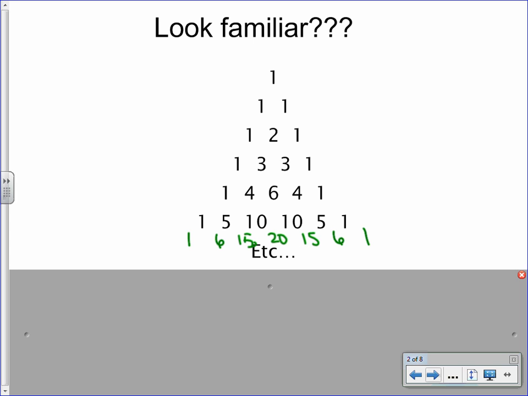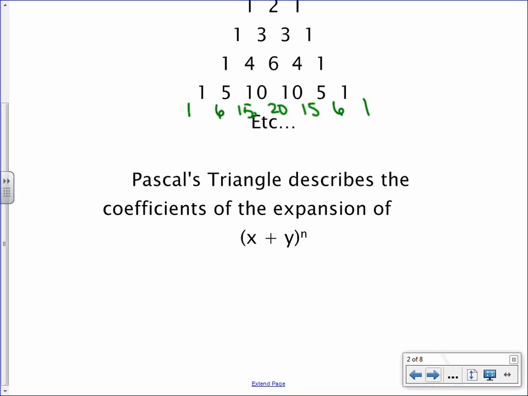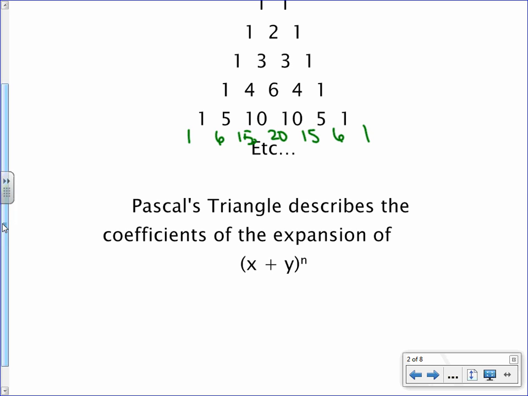Okay. So what is nice about multiplying a binomial is that it follows the pattern of Pascal's triangle. So this Pascal's triangle is going to give you the coefficients of x plus y raised to the n power. Pascal's triangle will describe the coefficients of expanding x plus y to the nth power.